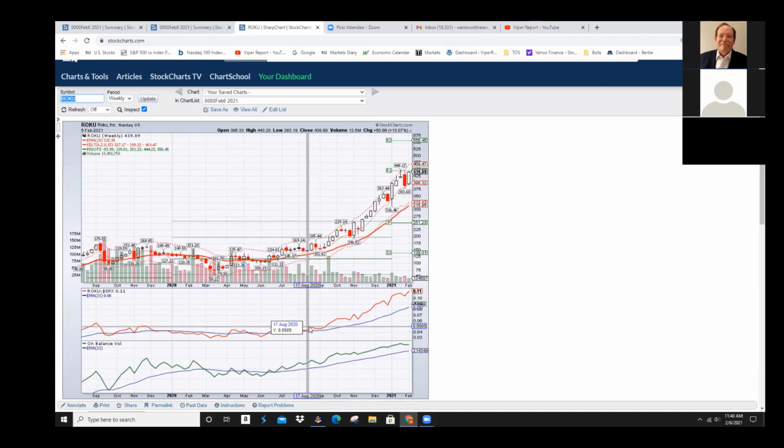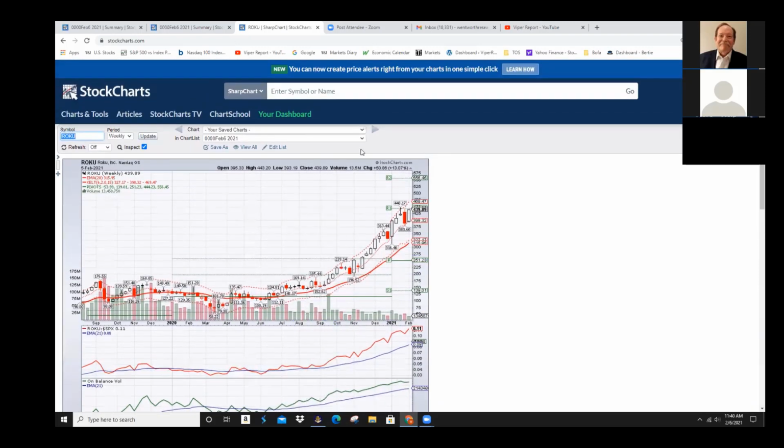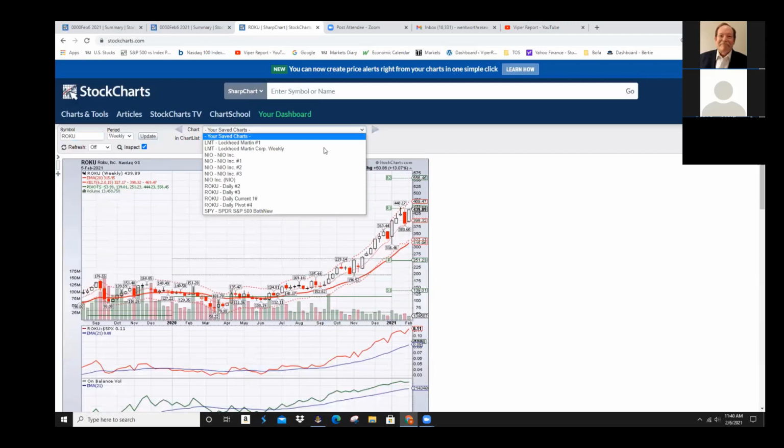But you can see the RS is really strong. It's really been a market leader since it broke out here. OBV is also really strong, and that's a good sign. So a nice combination of indicators. I'm going to look at one more example, then we'll look at the current markets and wrap it up.